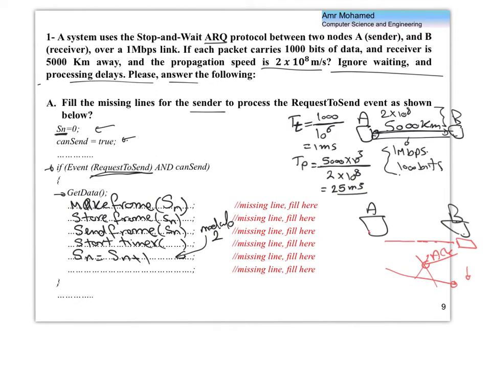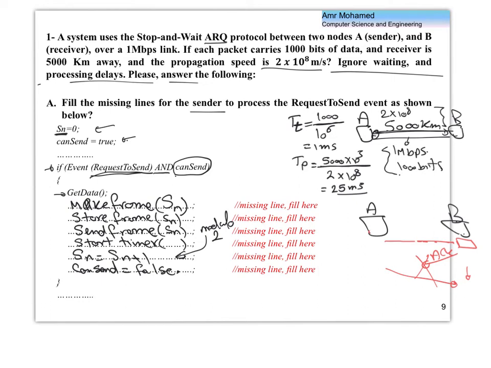So remember, whenever I have a window technique, whether it's one or more, I have to make sure that the incoming frame has to be within the window. This is already achieved when we said the can send has to be true. So there is a flag, can send, which has to be true. In order to make sure that the next frame will only be transmitted when I receive the acknowledgement, I have to set can send to false.